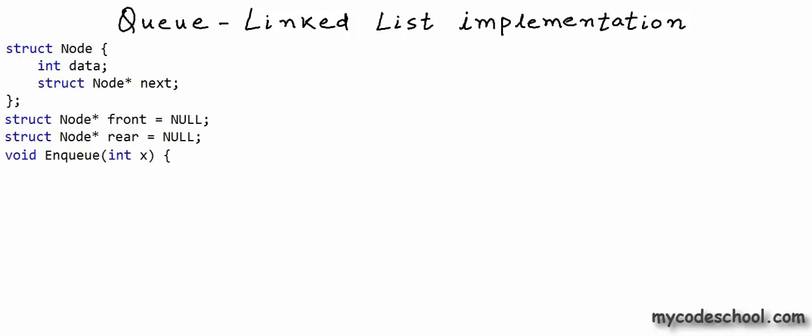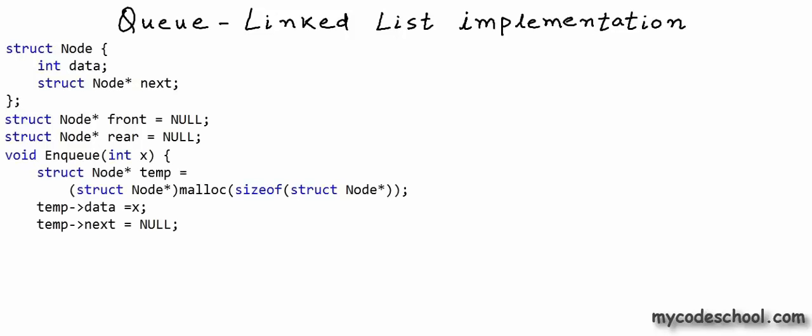My enqueue function will take an integer as argument. In this function, I'll first create a node. I'll use malloc in C or the new operator in C++ to create a node in what we call dynamic memory. I'm pointing to the newly created node using this variable, a pointer to node named temp.